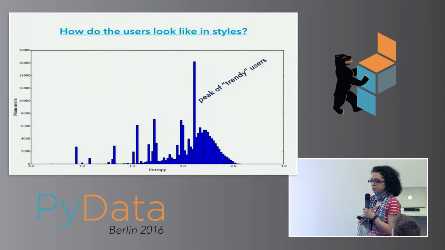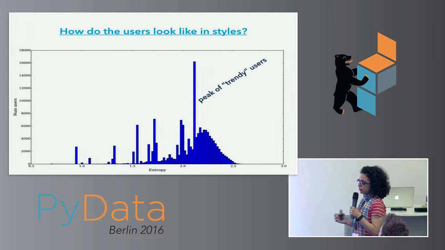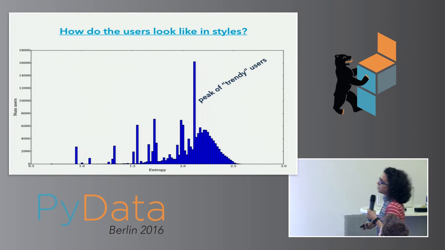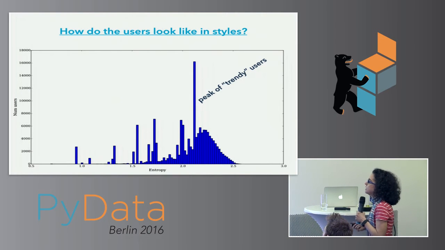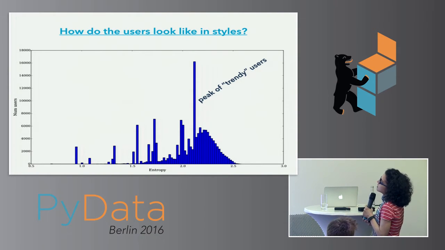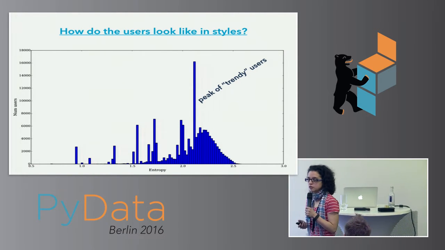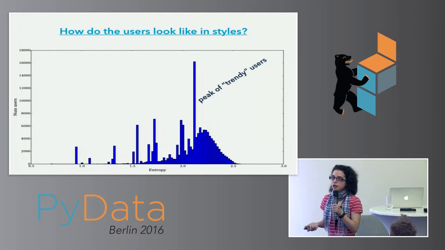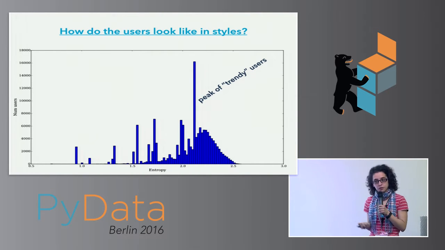Now, if you consider the style profile of users and you define the ratios as a probability distribution, what you can compute is the entropy of this distribution, and you will see that there is a nice envelope which looks almost Gaussian, but there's also some peaks. This is the peak of the so-called trendy users, the ones which favorite those brands which are in the trendy space. And this is, unfortunately, an inherent bias you can't do much about.